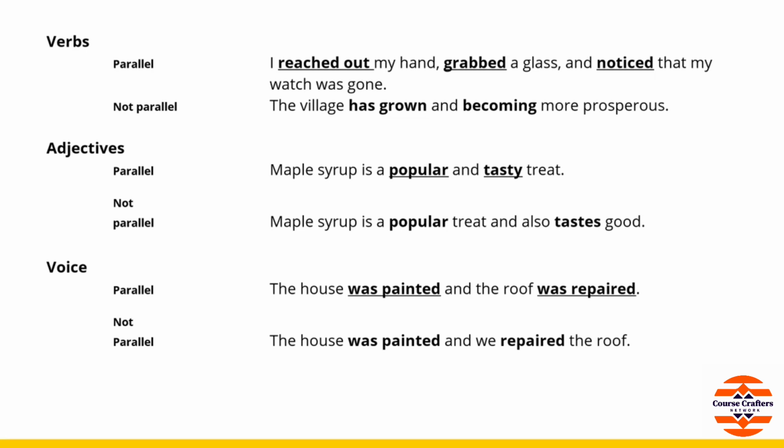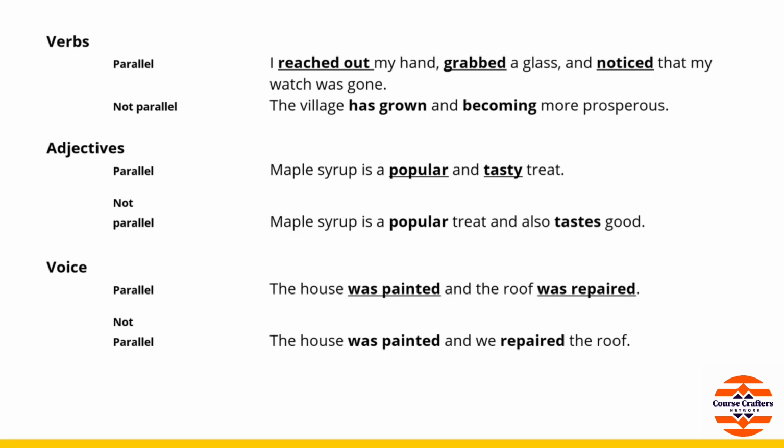The following parallel structures we're going to discuss are verbs, adjectives, and passive voice. The first one is for verbs, and we have a verb parallel structure sentence here: I reached out my hand, grabbed the glass, and noticed that my watch was gone. As you see, the words in bold, reached out, grabbed, and noticed, are parallel because all of them are verbs in the past tense. That's why this is a parallel structured sentence.